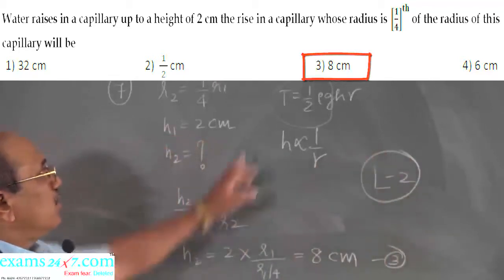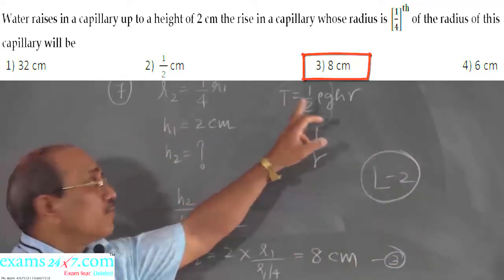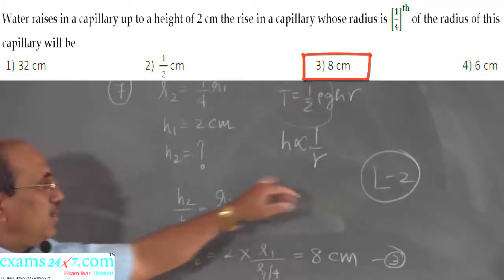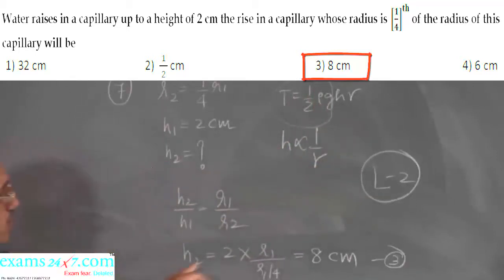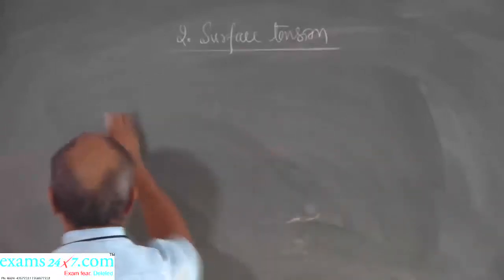This is a level 2 question, direct substitution. Understand that the surface tension of a liquid is constant when the temperature and liquid are the same. Rho g is constant, therefore h is inversely proportional to r. We have taken this and arrived at the relation for h2. The height in the capillary tube will be 8 centimeter. Now there is a conceptual question, the 11th one.